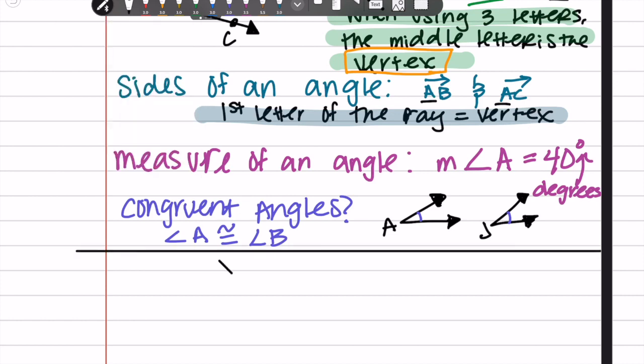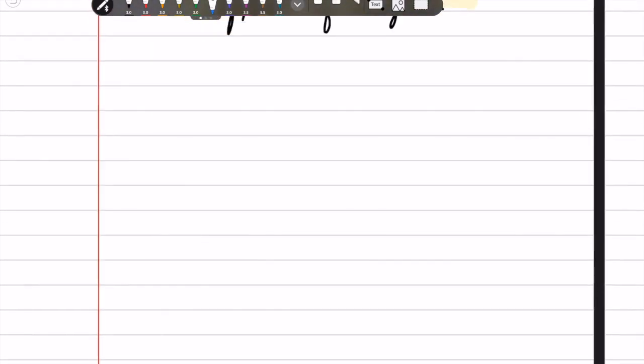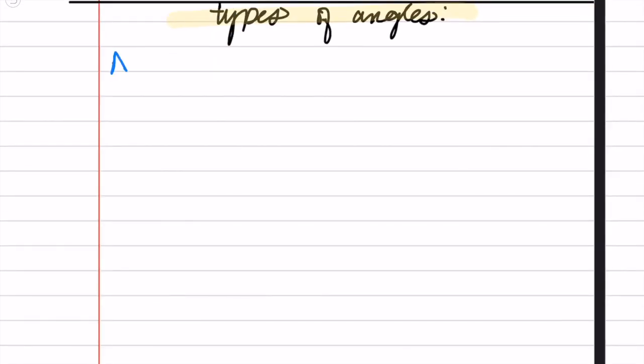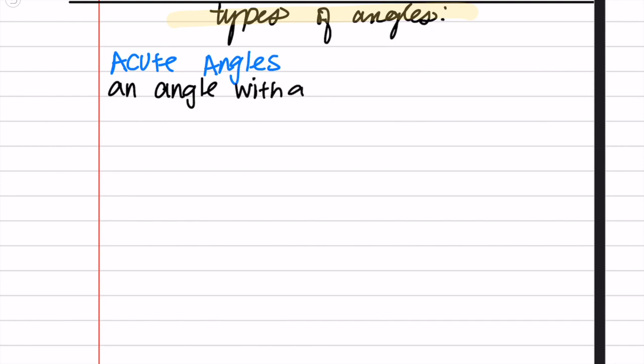All right, I'm going to draw a line because now we're going to go and do our next section, which is types of angles. All right, and I'm going to be using different colors for each of these. Make sure you highlight this top part just so it sticks out for you. All right, the first one is acute angle, because it's so cute, because it's so tiny. But no, really. This is an angle with the measure between 0 degrees and 90 degrees.